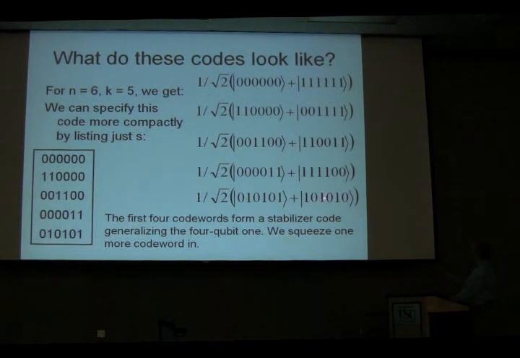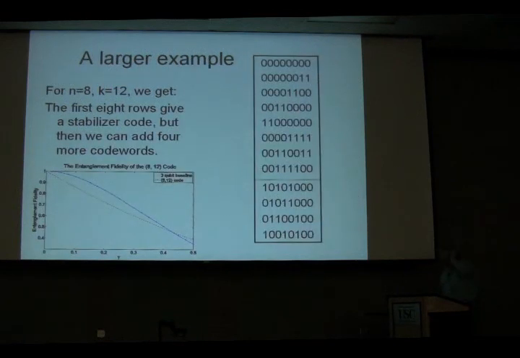010101 plus 101010, because if you delete any of these ones, it doesn't overlap with any of these guys. So you squeeze one more code word in. And a larger example, for n equals 8, k equals 12, we get, well, the first 8 code words.